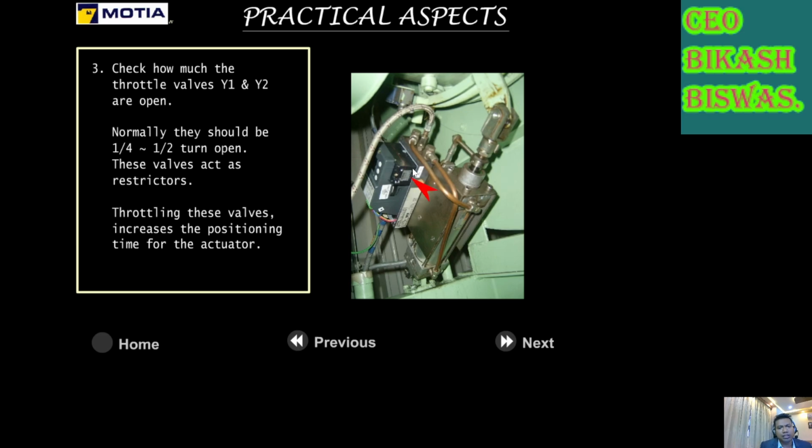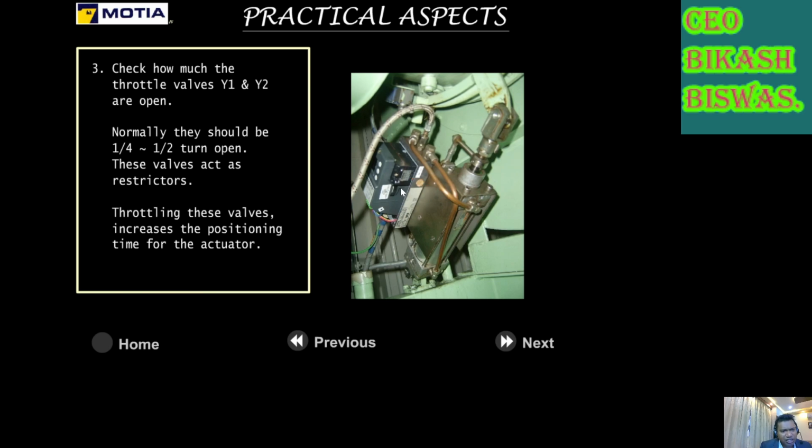Another thing is that there are two throttle valves, Y1 and Y2, on the side of the actuator, where there is a breather valve also. This throttle valve is very important. With this throttle valve, we can make the actuator fast acting or slow acting. If we close it fully, the actuator will become very fast. If we open it fully, the actuator will become very sluggish. So we have to follow the instruction, and normally they should be open 1/4 to 1/2 turn.